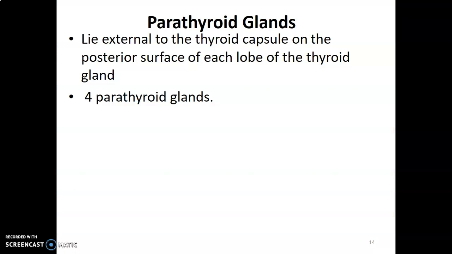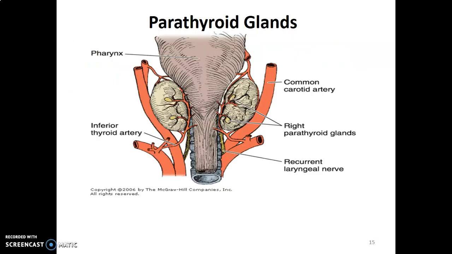Okay. Then parathyroid gland. These are outside the thyroid capsule, so external to the thyroid capsule on the posterior surface of each lobe of the thyroid gland. So you have 4 parathyroid glands on the superior and inferior poles of the thyroid. So you can see your right superior, right inferior, left superior, left inferior parathyroid.